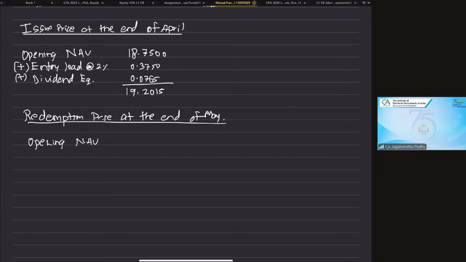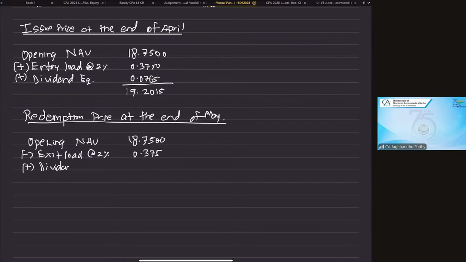So first we will take the opening NAV, which is obviously 18.75. From that, we need to reduce the exit load. Obviously, exit load is 2%. So at 2%, what is the exit load value? 0.375. Also, apart from just this difference, we need to give them dividend equalization.